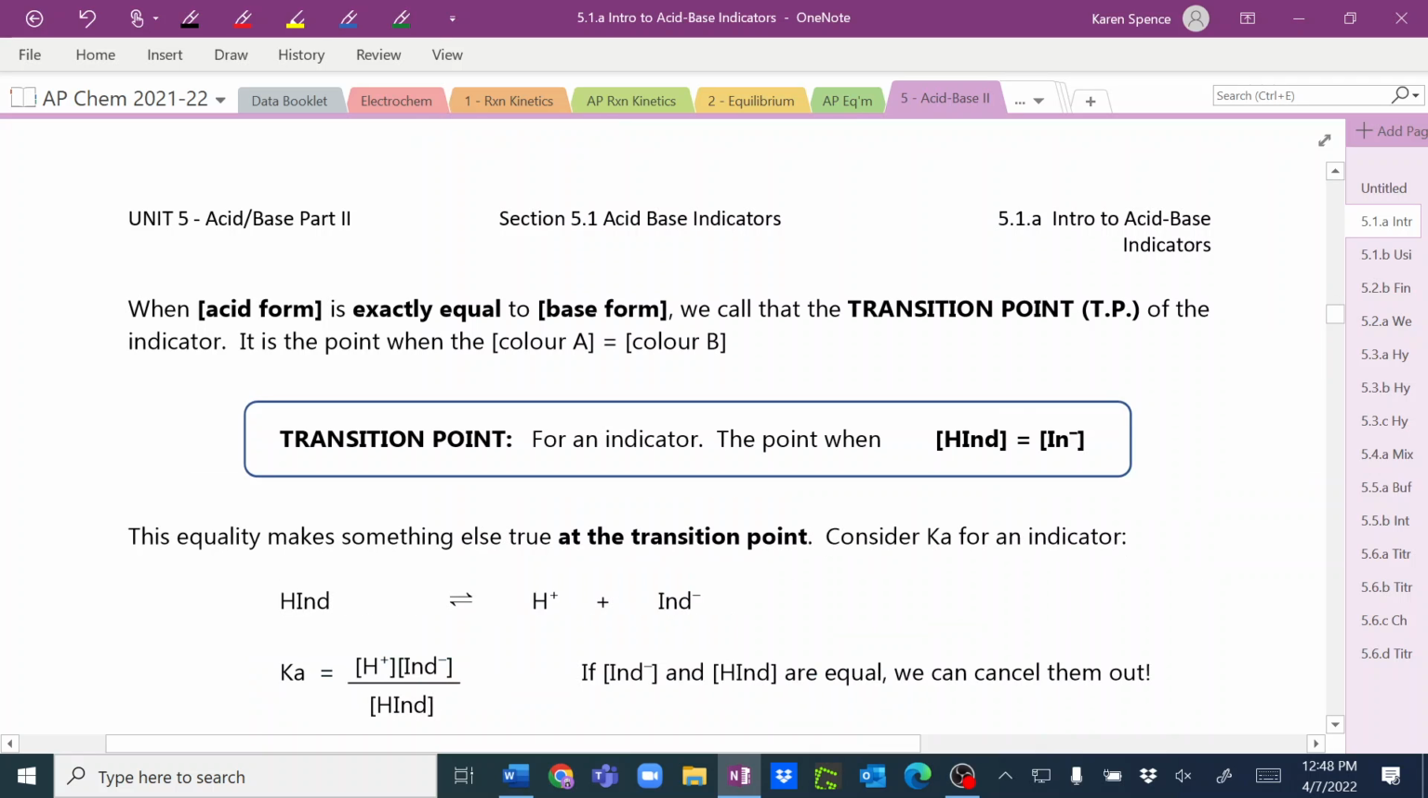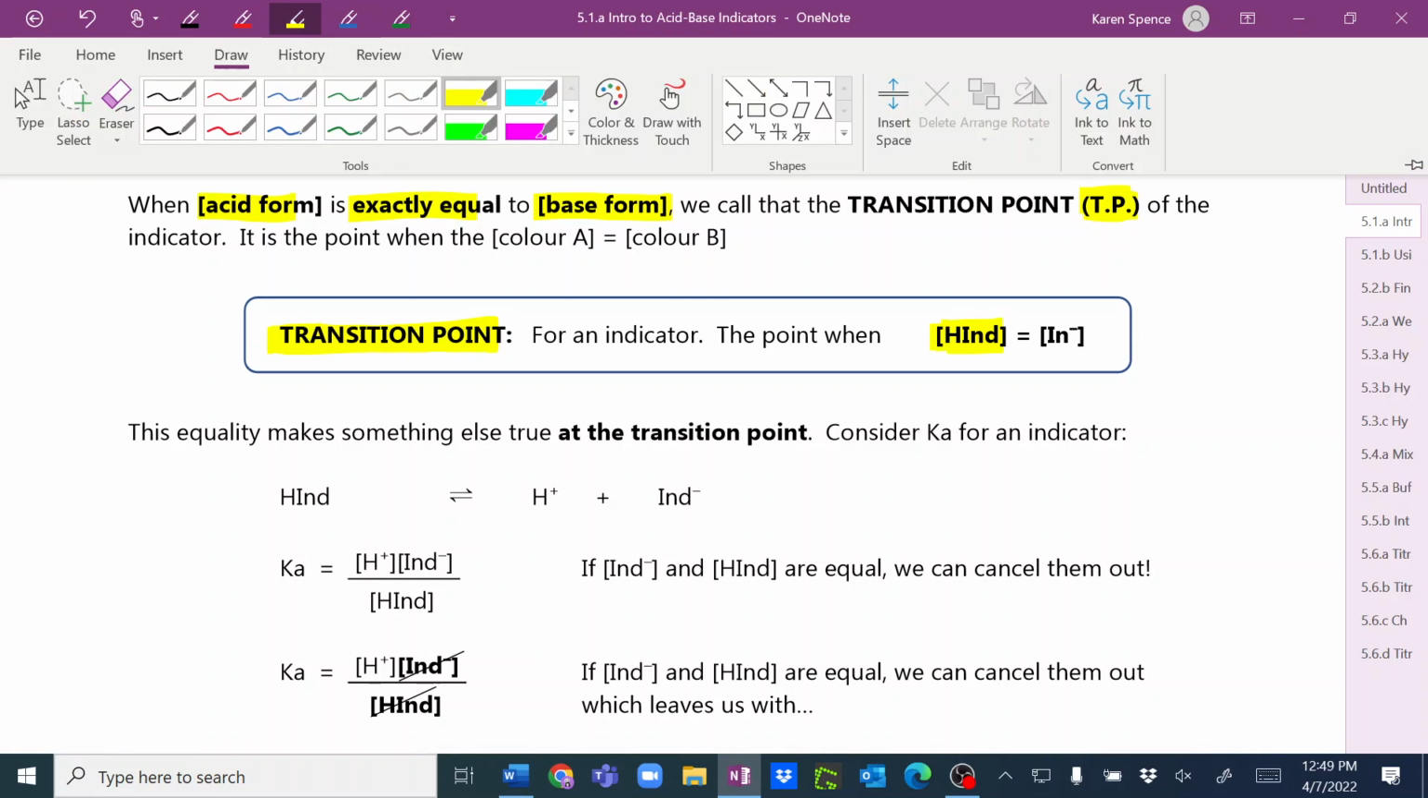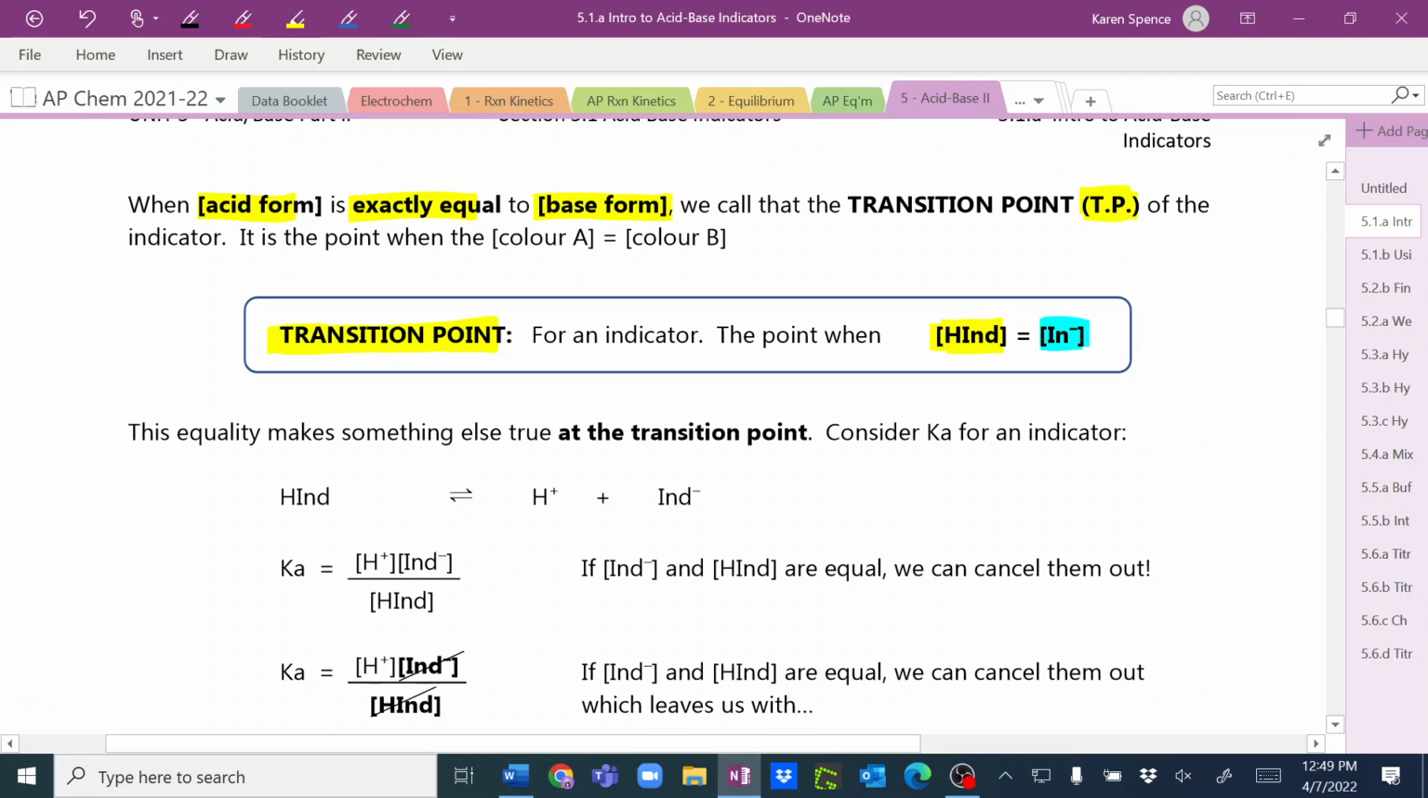When the acid form is exactly equal to the base form, the concentrations, we actually call that the transition point, which I am going to abbreviate TP. TP stands for transition point. It does not stand for toilet paper. Okay? Transition point. So it is the point when color A concentration is equal to color B concentration.